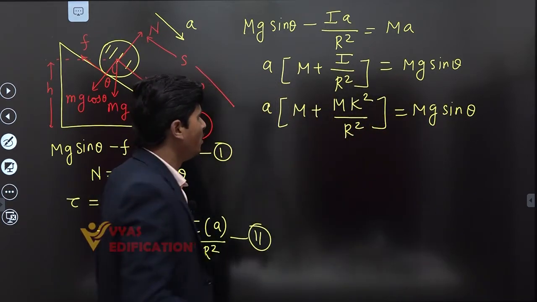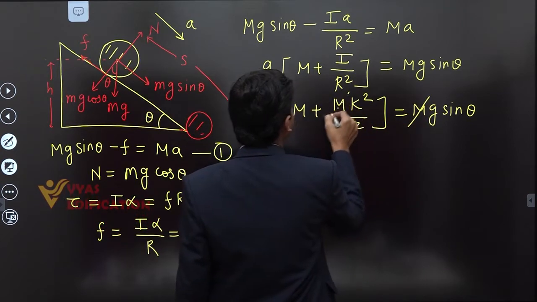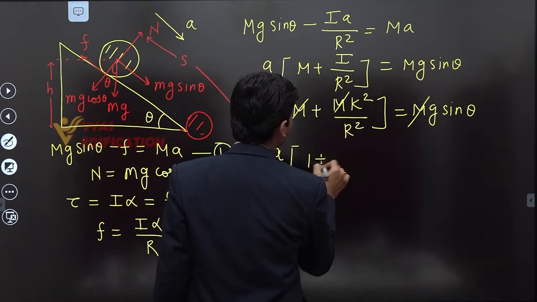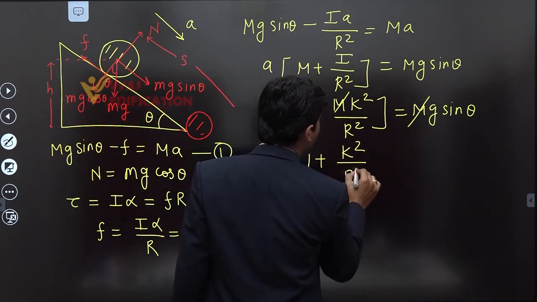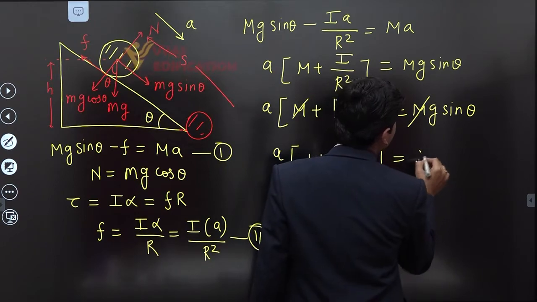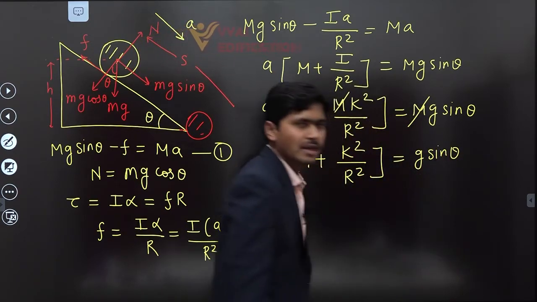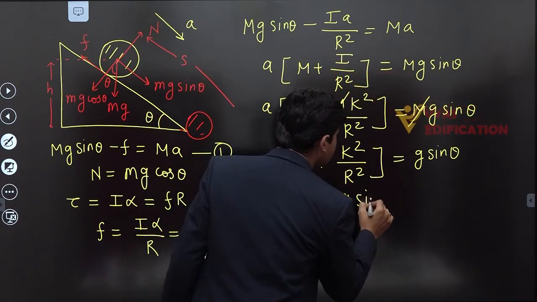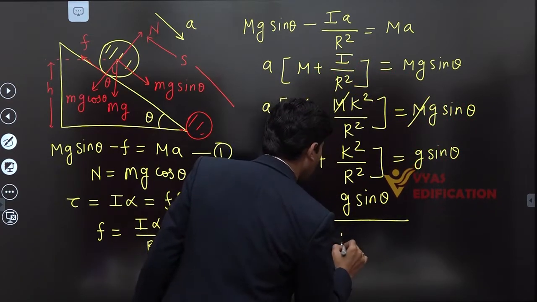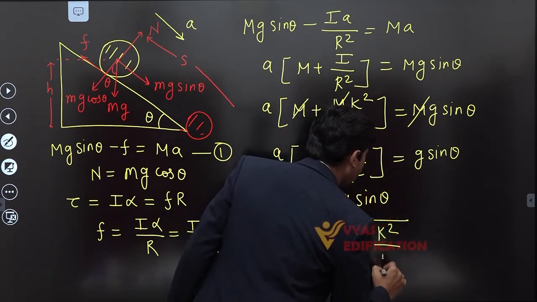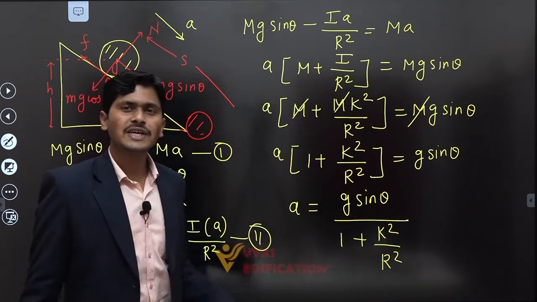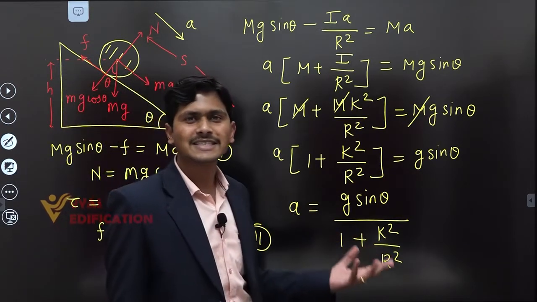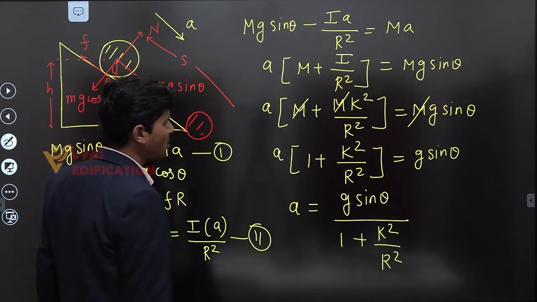Clear to you? So from here we can say m and m, this one is cancelled out. Clear? So the acceleration value, this is given by 1 plus k square upon r square, and this is equal to g sin theta. Clear? So the value of acceleration, we can say, is given by g sin theta divided by 1 plus k square divided by r square. Clear? So this is the acceleration of this body that is moving in the downward direction. Clear? So this is the expression of acceleration.